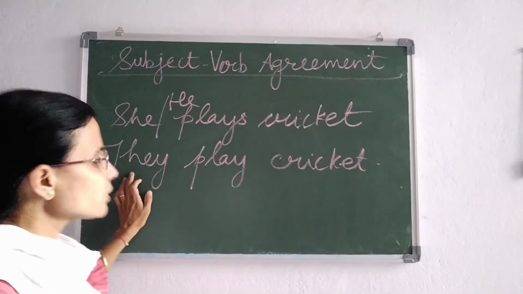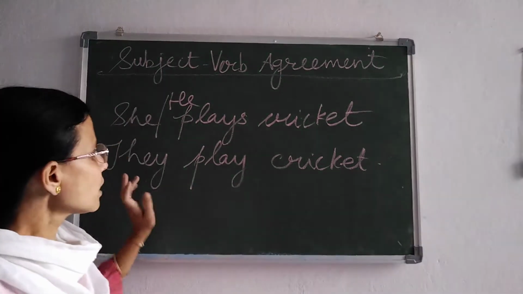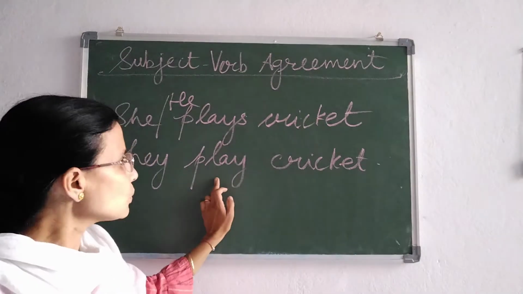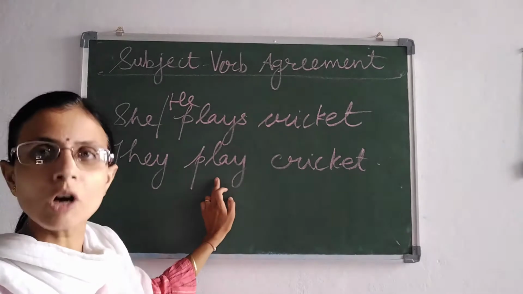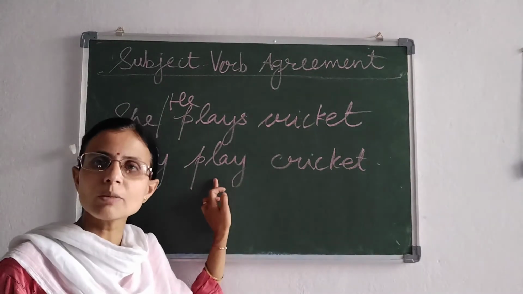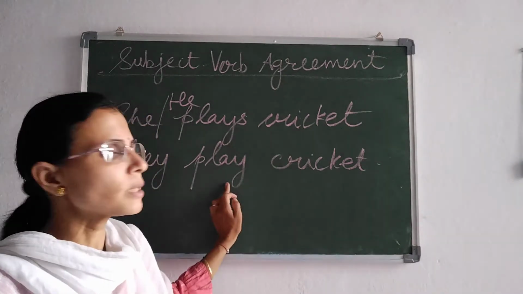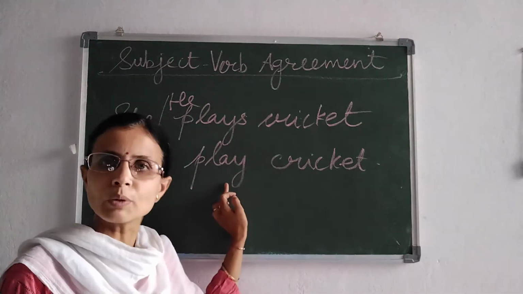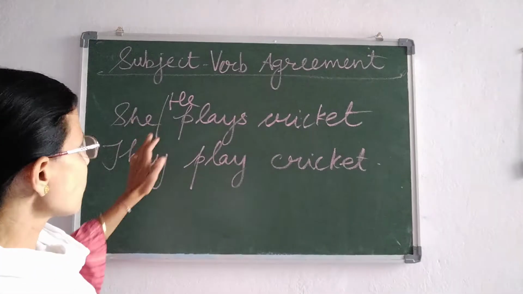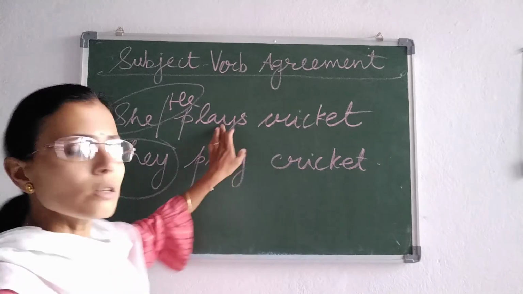Okay. If the subject is plural, like in the second sentence I have written they, then according to the plural subject, the verb is also plural. Now what do you mean by plural verb? Plural verb means we will not put any s or es. If the verb is singular, it means we will put s or es in the base form of the verb, and if the verb is plural, it means we don't have to put any s or es in the base form of the verb. So according to these subjects, we will use the verbs.